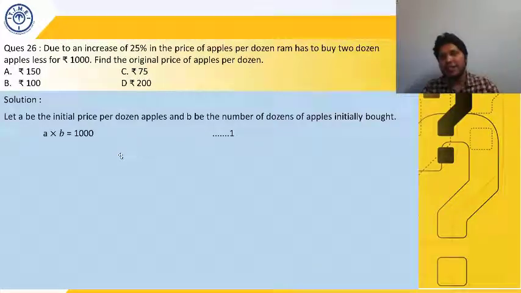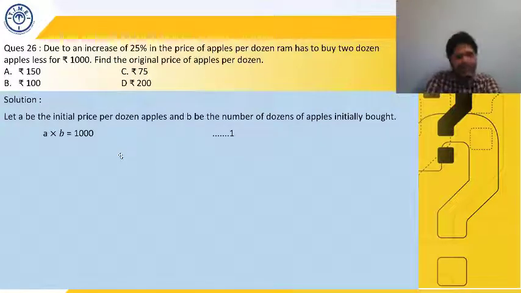And how much did I spend? 1000 rupees. So can I say A into B is equal to 1000? Yes, we can say this. Now what has happened? Price is increased by 25%. So earlier price was A. Now the new price will become how much?